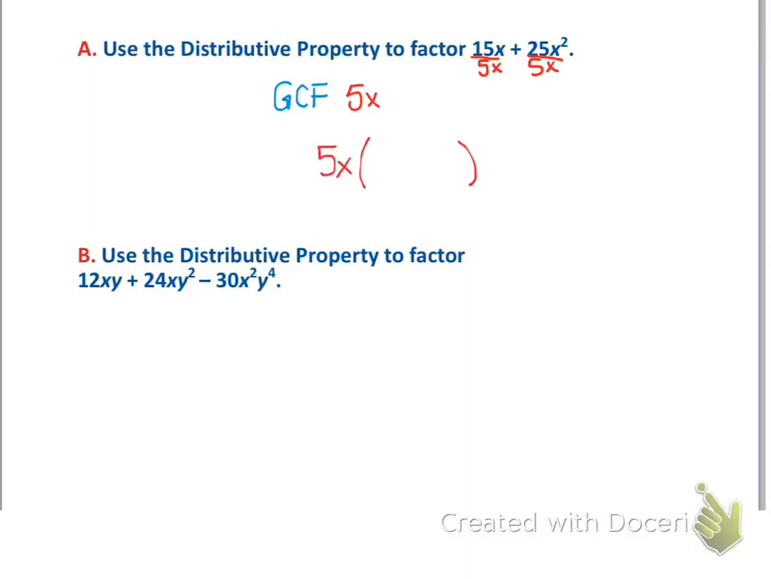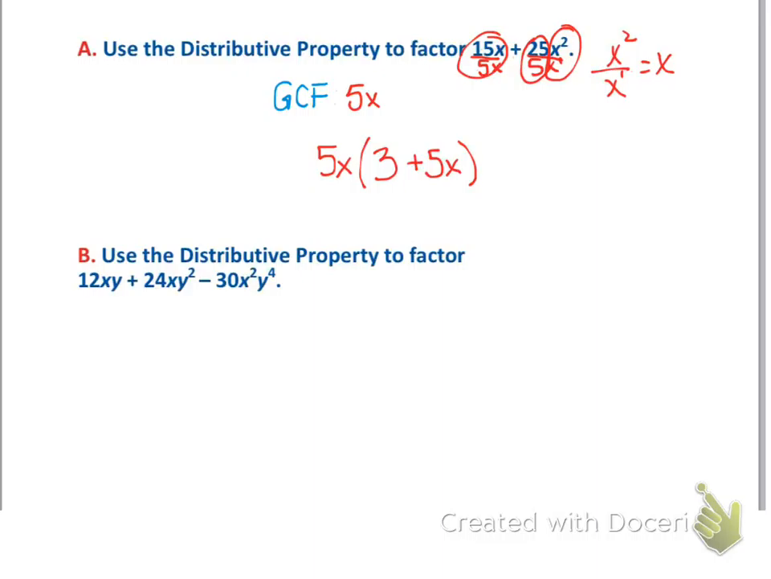And then on the inside of the parentheses is how I simplify this. 15 divided by 5 is 3, and x divided by x is 1, so that part disappears. And then I've got my plus sign, and then 25 divided by 5 is 5, and x squared divided by x, remember to divide exponents, I'm going to subtract those exponents. So I'll do 2 minus 1 is 1, so x squared divided by x is x. Now I have factored using the distributive property.